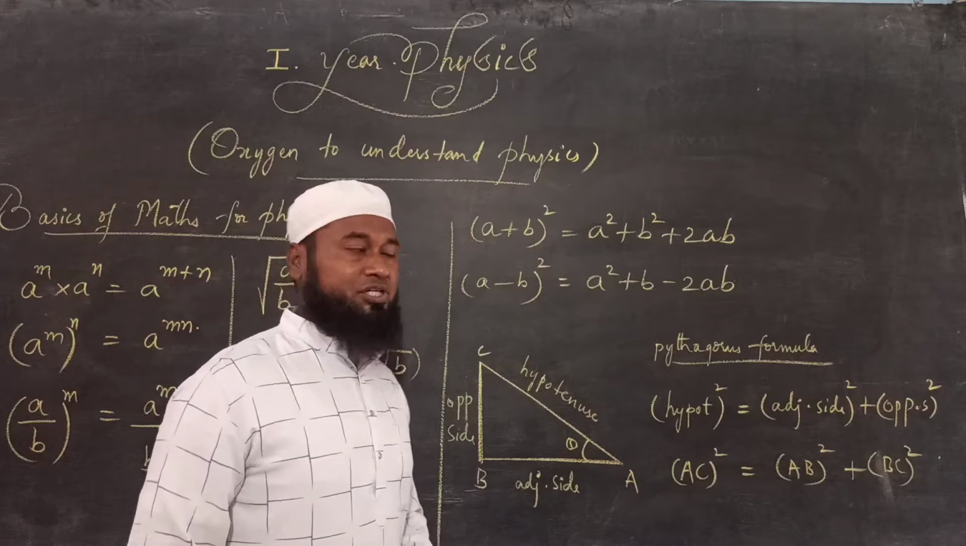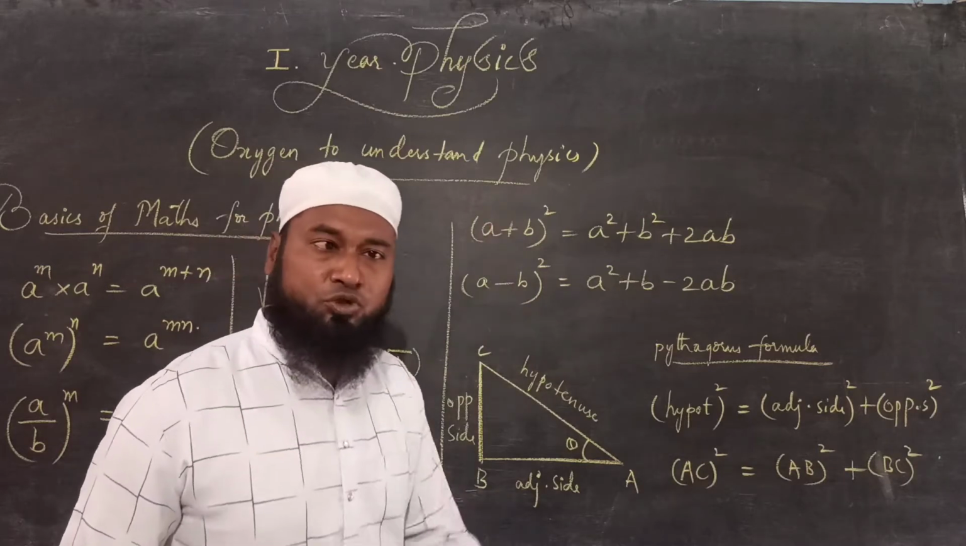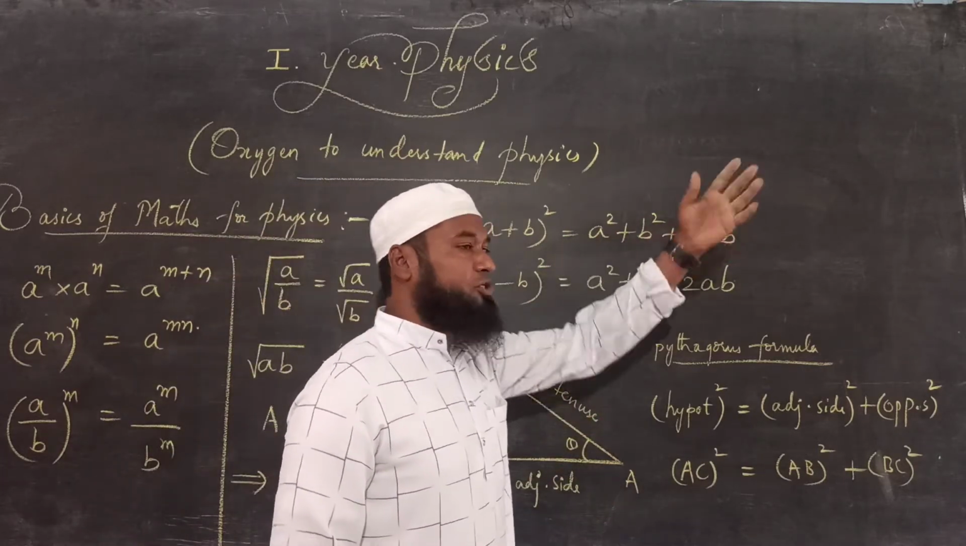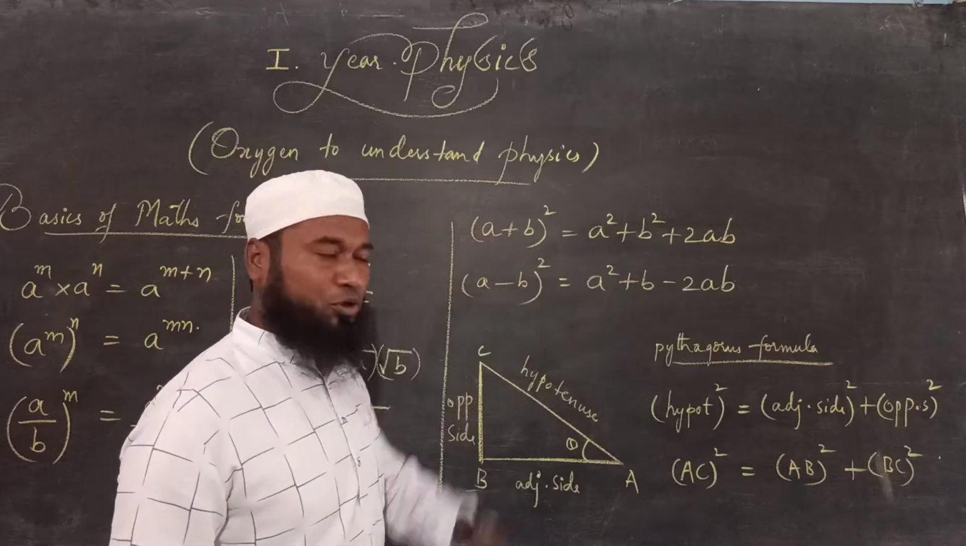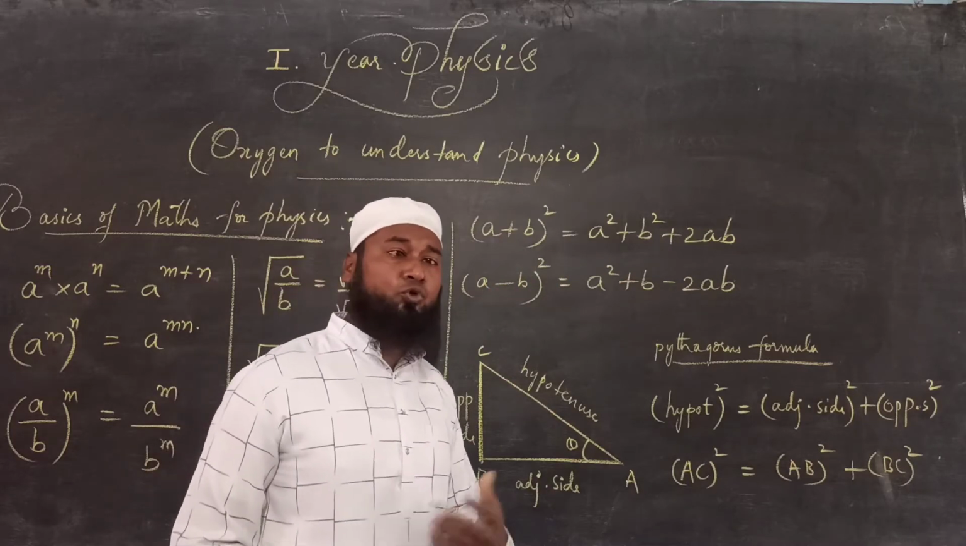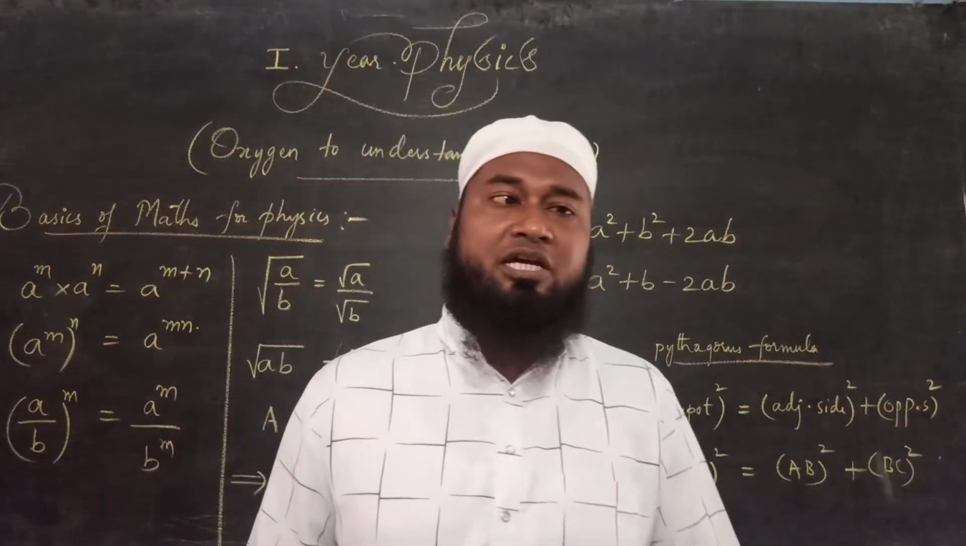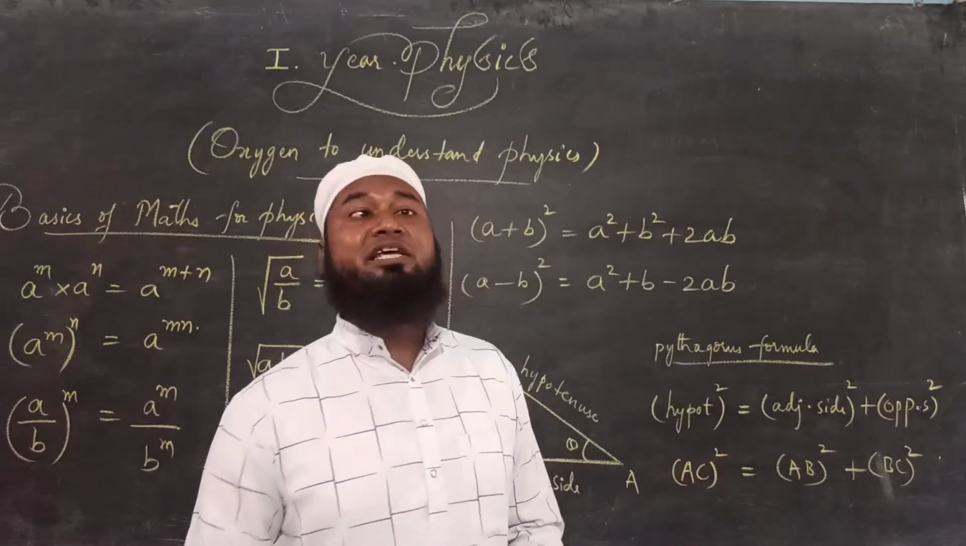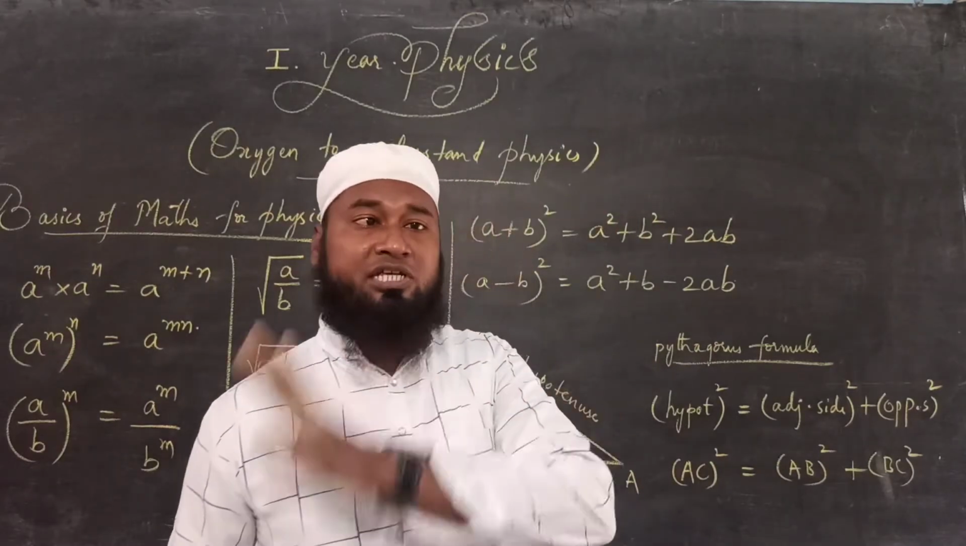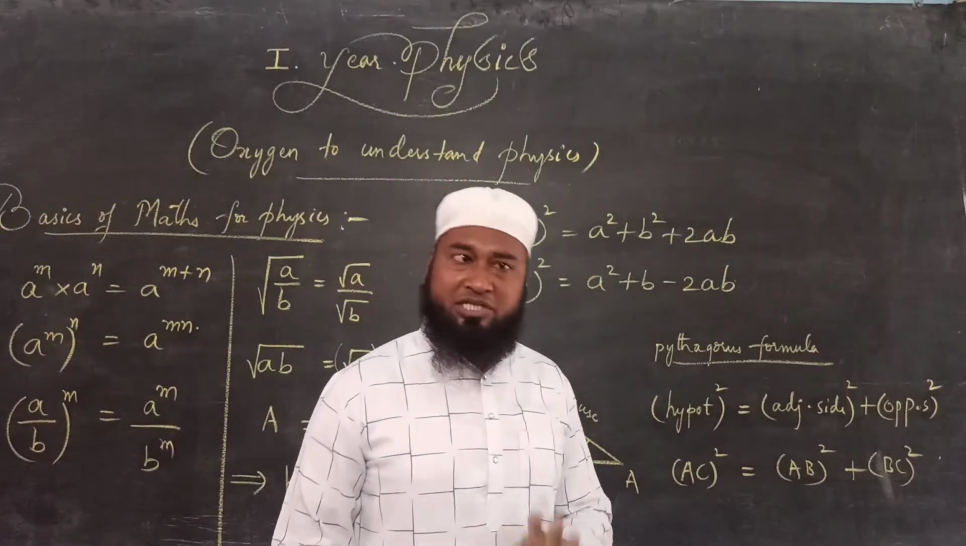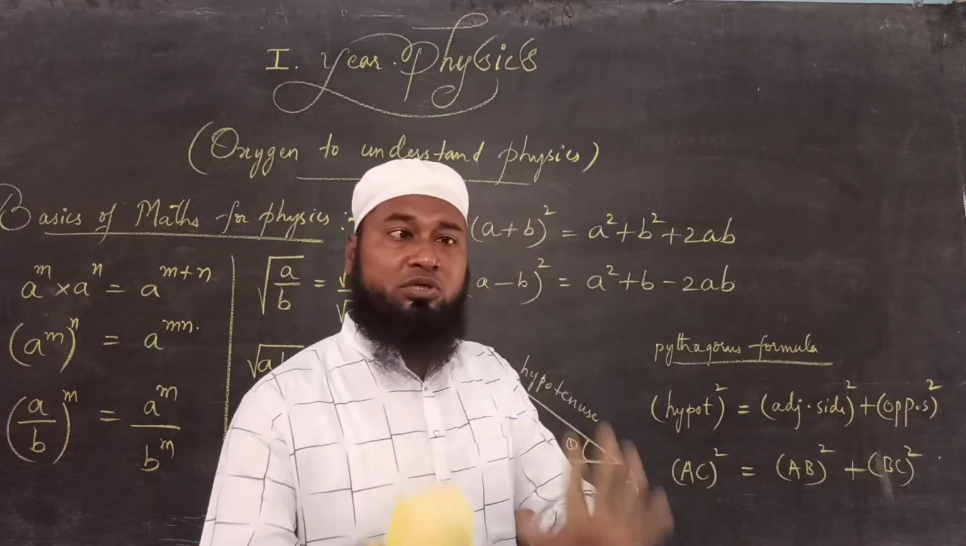We have some expansions. A plus B whole square expansion you have learned. What is the expansion? A square plus B square plus 2ab. Similarly, A minus B whole square. Also you have to use many times in numerical problems as well as in derivative part, Pythagoras theorem. I am not discussing the Pythagoras theorem statement. Let us discuss only the formula.